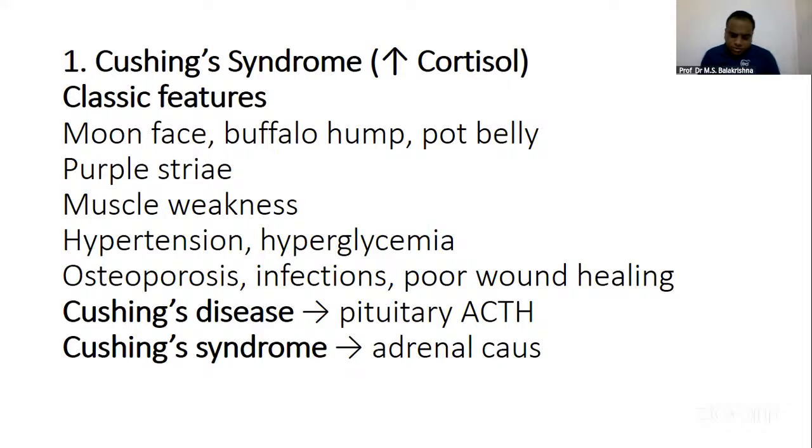Then comes Cushing syndrome. Cushing syndrome features moon face deformity, buffalo hump, a lot of fat deposited, pot belly, and muscle weakness. There are two terminologies: Cushing's disease and Cushing syndrome. Cushing's disease is because of a pituitary gland problem, an adrenocorticotropic hormone problem, whereas Cushing syndrome is due to adrenal causes. One is from pituitary origin, another from the adrenal gland.